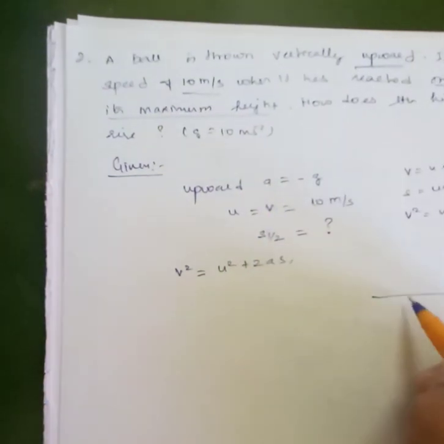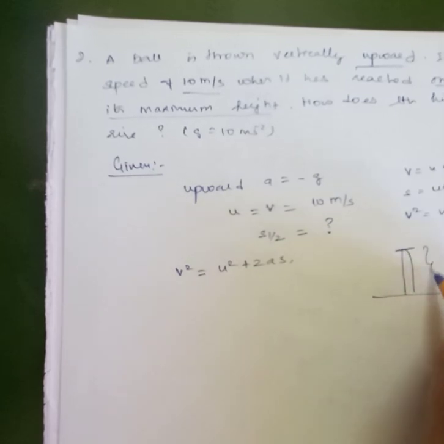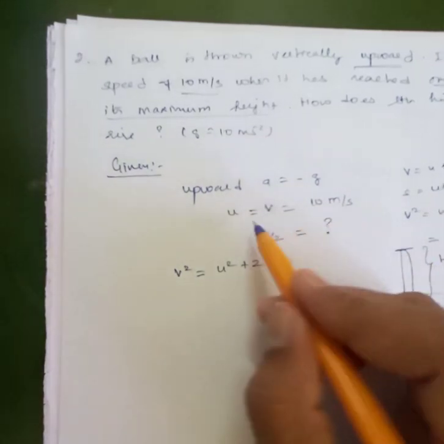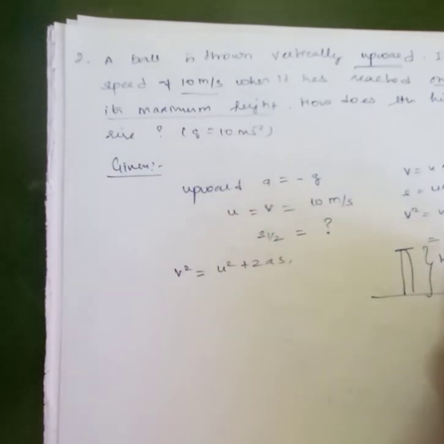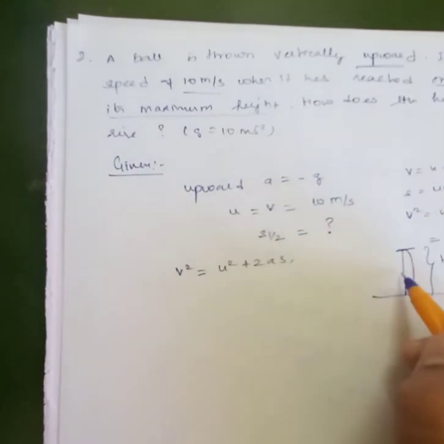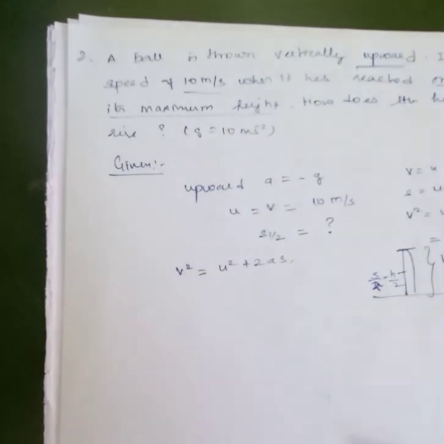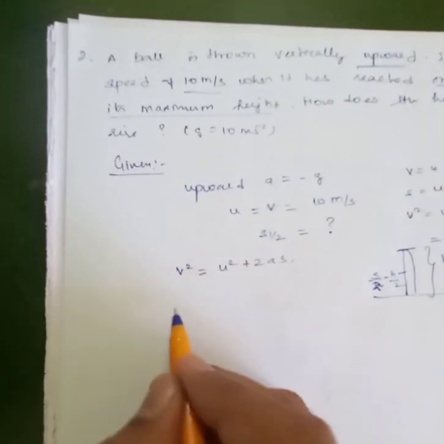Whenever a ball is thrown from the ground, it takes the maximum height when it moves upward, and at this maximum height position it has a velocity v is equal to 0. So the initial velocity u depends on 10 meter per second, and the final velocity v is equal to 0, and we have to find s by 2 or h by 2.